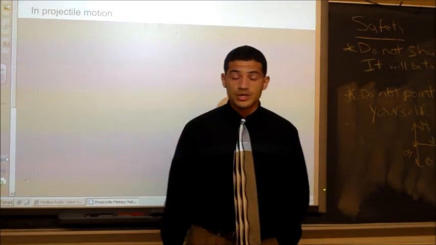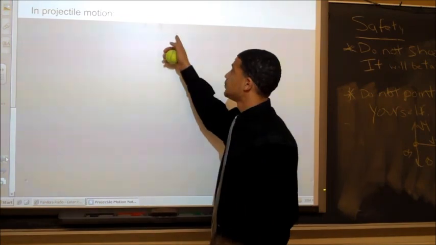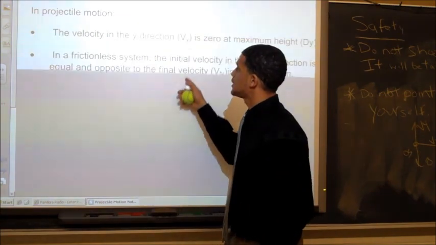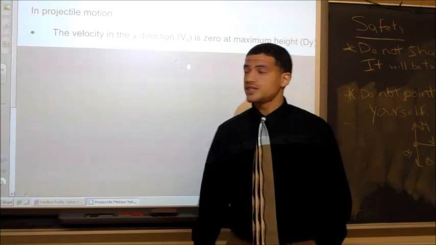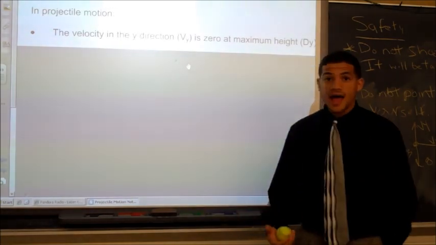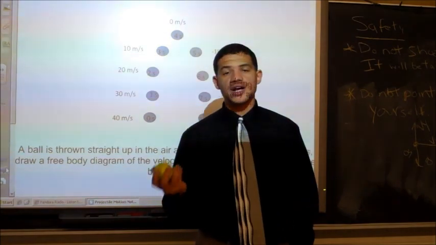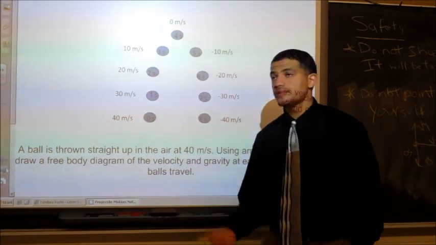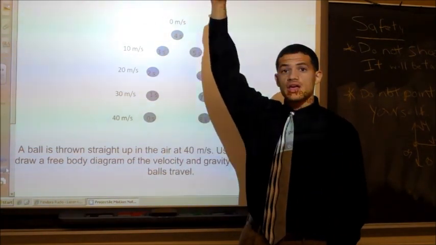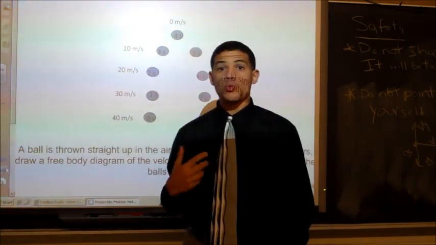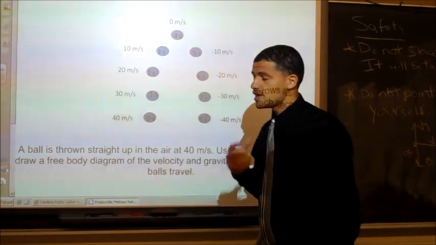From those notes, we learned a few things about projectile motion. In particular, the velocity in the y direction is 0 at maximum height. And this is true in all projectile situations. Whenever an object reaches the maximum height, we know that its velocity in the y direction is 0. And that's really important.